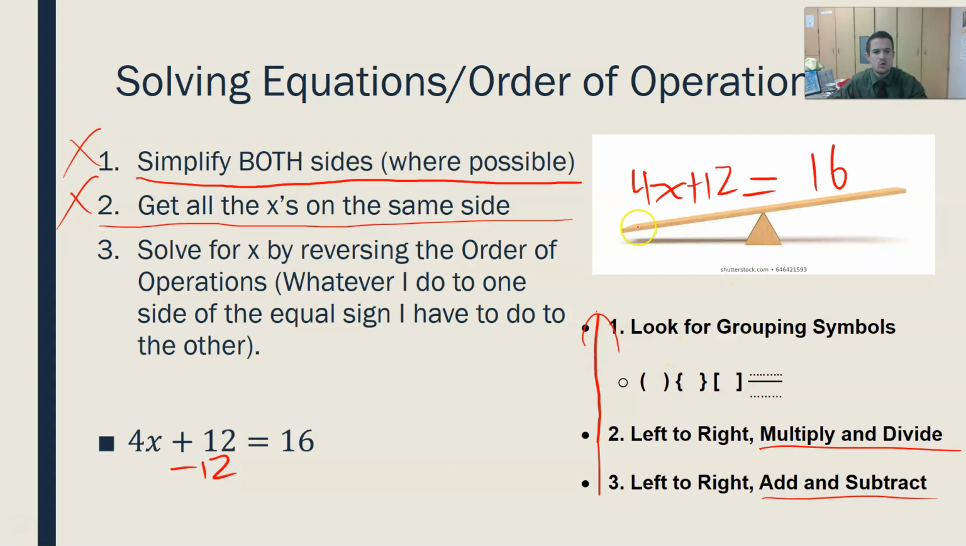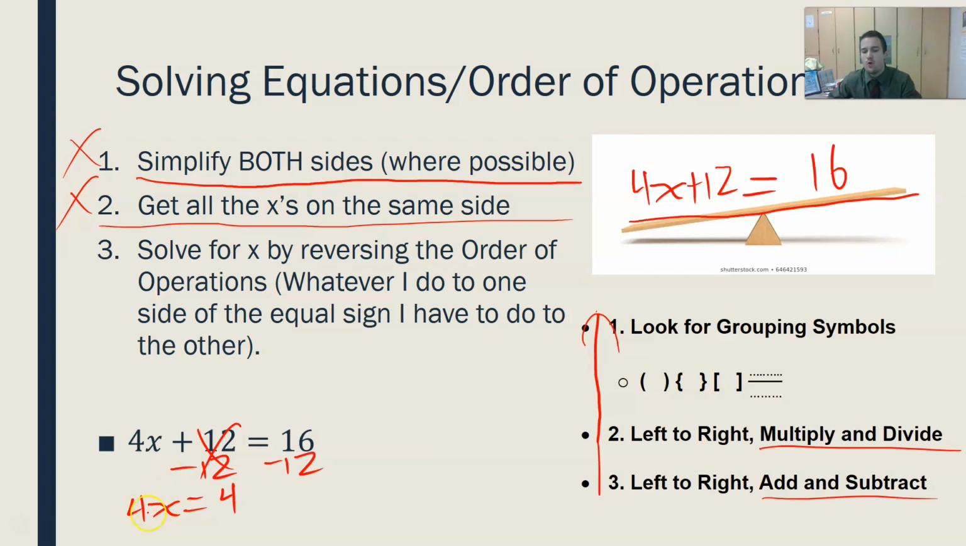But remember, this equation is like a little teeter-totter. Whatever I do to one side of the teeter-totter, I have to do to the other side, or else it'll not be balanced anymore. So if I subtract 12 on this side, I have to subtract 12 on this side. Okay, 12 minus 12 is 0, and I'm left with 4x equals 16 minus 12, which is 4. Okay, I've taken care of my addition and subtraction type stuff.